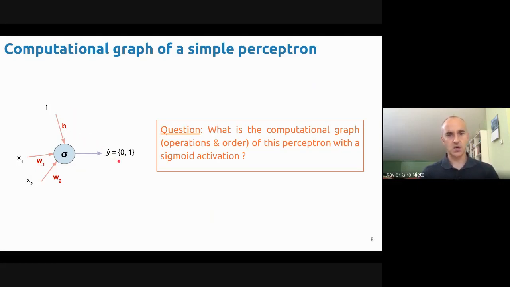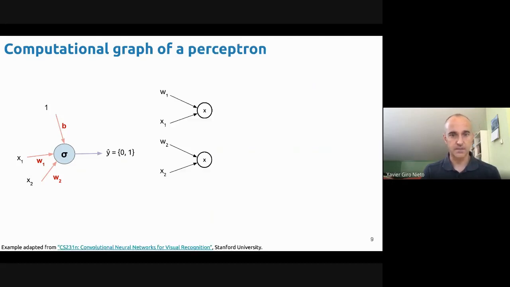So let's see what the computation graph is, which means which operations are executed and in which order in a perceptron with a sigmoid activation. The concept of a computational graph is very useful to understand how neural networks are trained and how backpropagation works. This is what the computation graph looks like. We're going to draw a graph that shows the order of the operations.